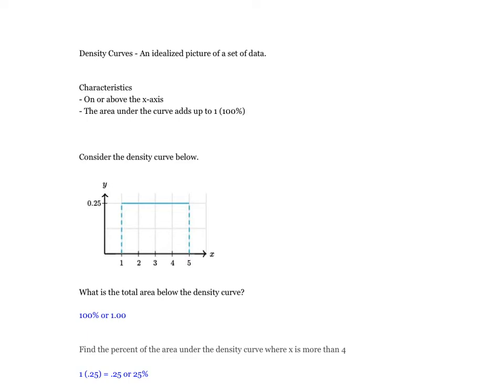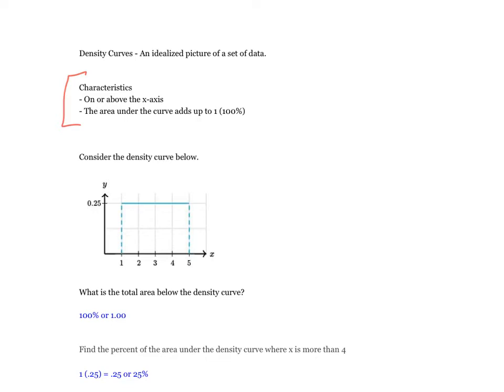Hi, AP Stats. Today we are talking about density curves and then the most famous density curve, which is the normal distribution, and how the empirical rule applies to that. So a density curve is an idealized picture of a set of data. Its characteristics are that it's on or above the x-axis, and the area under the curve adds up to 100% or 1.0.